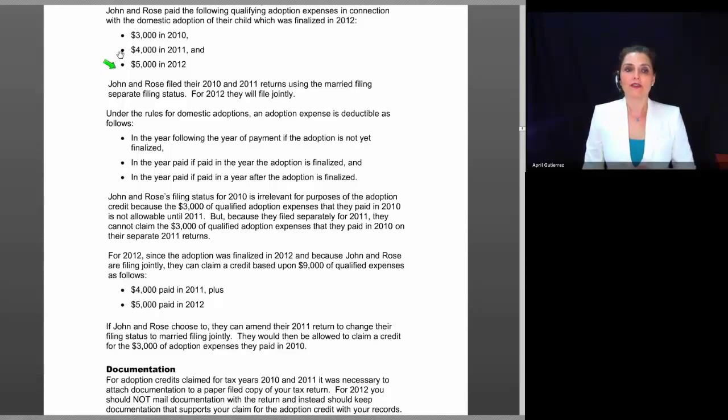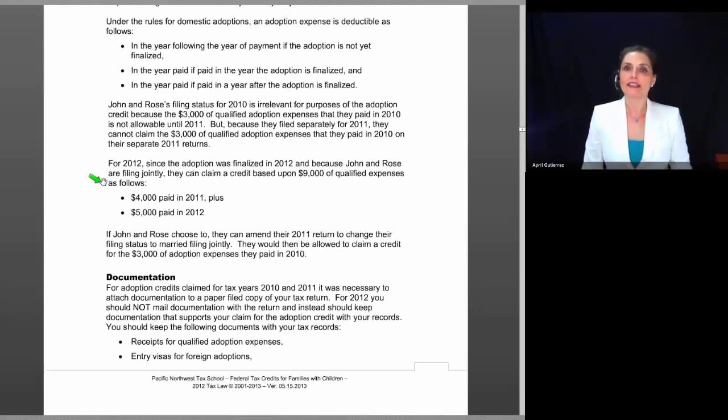So really, the $4,000 paid in 2011 and the $5,000 paid in 2012 will both apply to the 2012 return, and since they filed jointly in 2012, it means they will get to claim an adoption credit based on $9,000 of qualified expense.